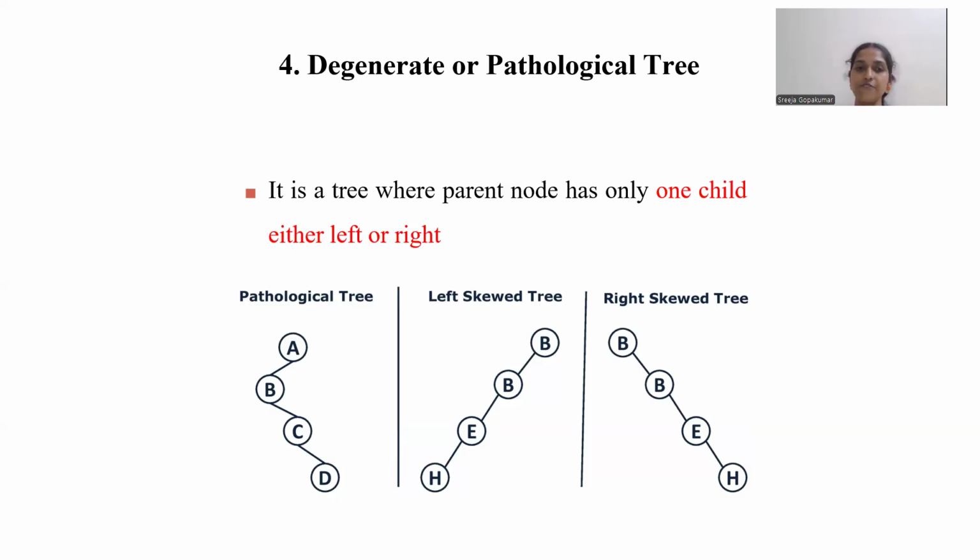So here we can see the first example, a pathological tree. For A, the left child of A is B, the right child of B is C, and again we are having a right child for C as D. So this is a pathological tree, because each and every parent is having only one child, either a left one or a right one. So this is a degenerate or pathological tree. The skewed tree, we can see in the next topic.